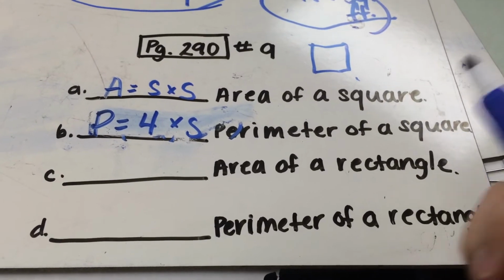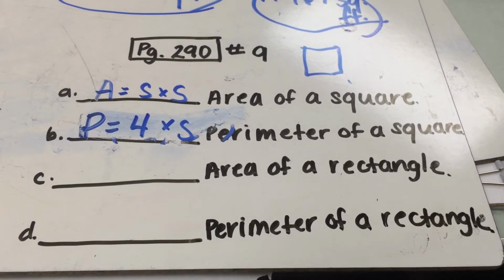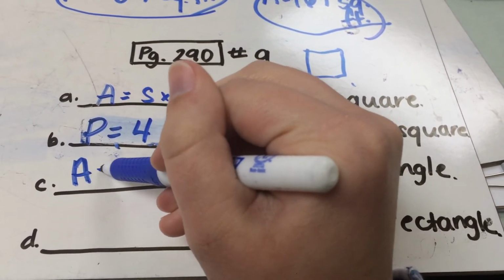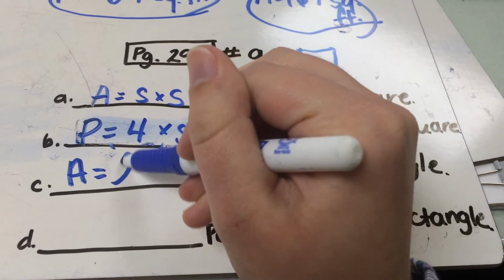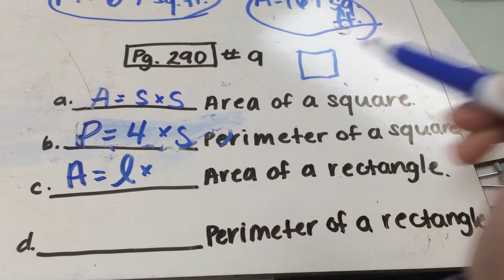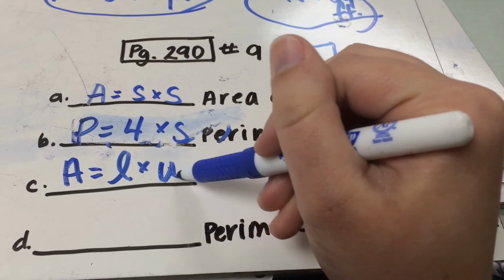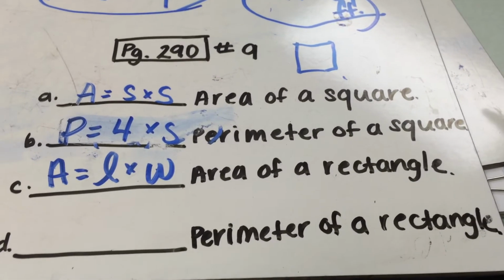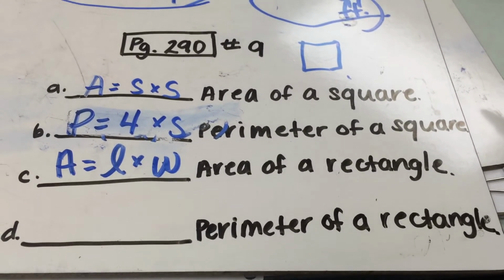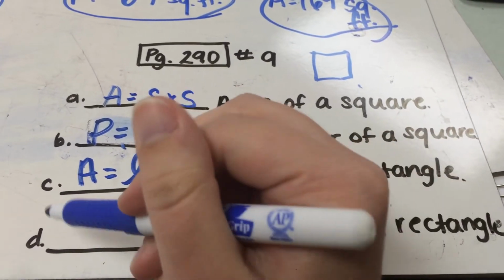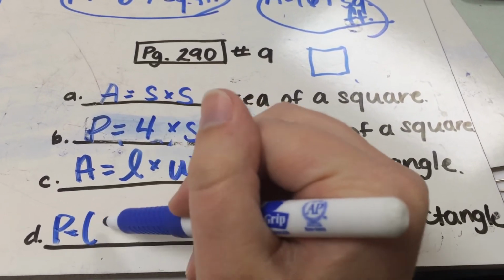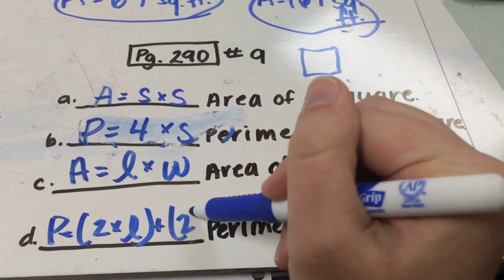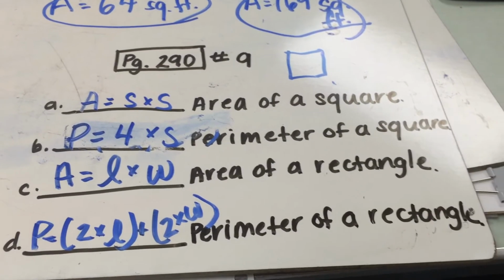Okay, your area of the rectangle, starting with an A. So area equals length times width. Okay, that's what we just did in our last practice problem. And finally, the perimeter of the rectangle, which I already did. Go ahead and see if you can remember it. Your perimeter of a rectangle is P equals 2 times L plus 2 times W. Okay, so there you go.